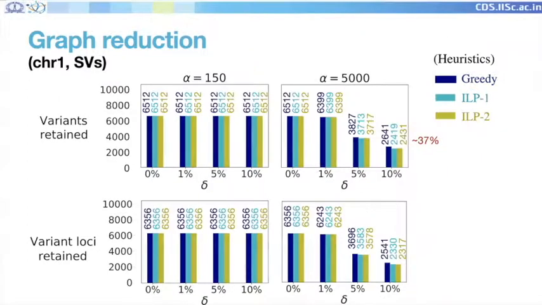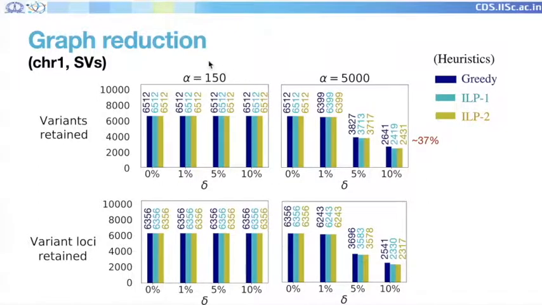We can also look at the same graph size reduction statistics when we consider only the structural variation. So in case of structural variation, we tested 3 heuristics that were implemented in this paper. The first is a greedy heuristic, and the other 2 heuristics were implemented using an ILP solver. Now, remember that the structural variations are significantly larger in size compared to point mutations. So therefore, removing any structural variation will lead to significant change in edit distance in the graph.